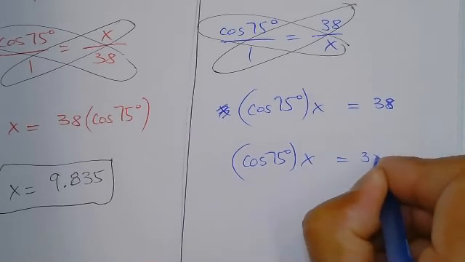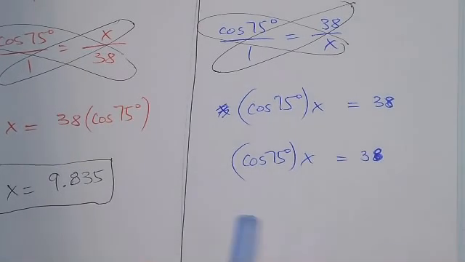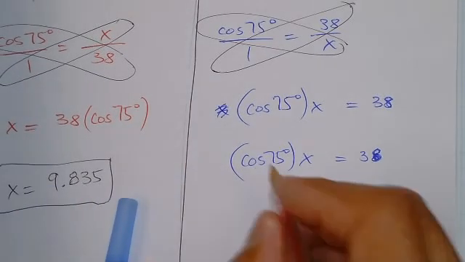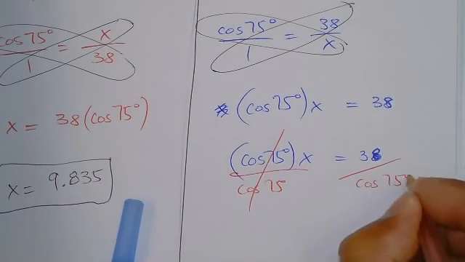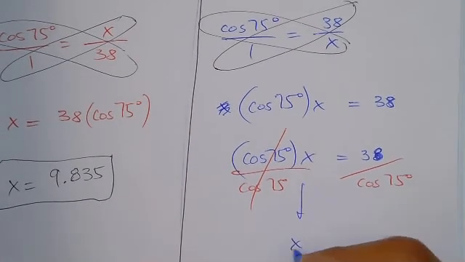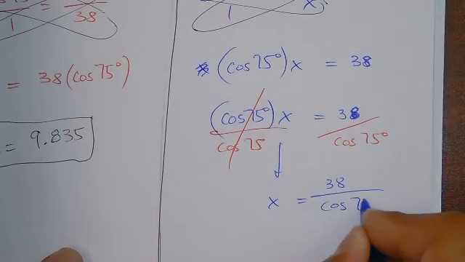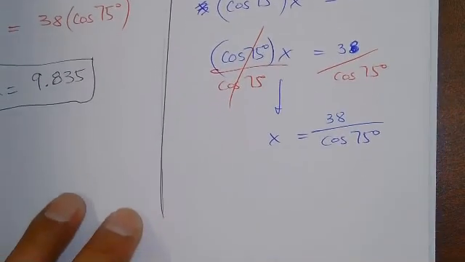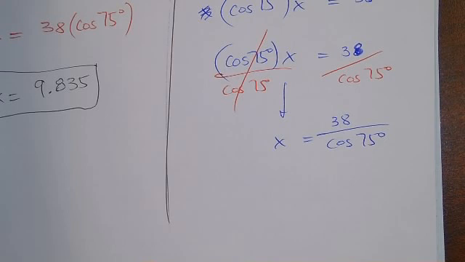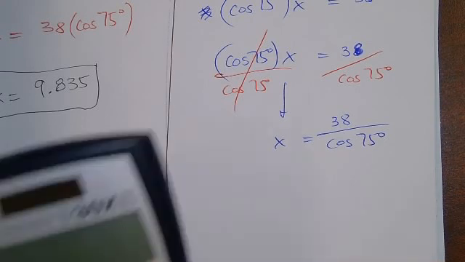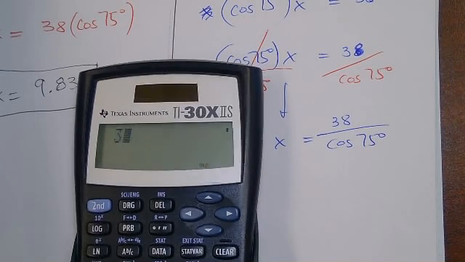Whereas this one, see, this one's not finished. This one's not solved for x. So what do we got to do to solve for x? Divide by cosine of 75. Divide by cosine of 75. X is equal to 38 divided by cosine of 75. All right, find that value on the calculator.